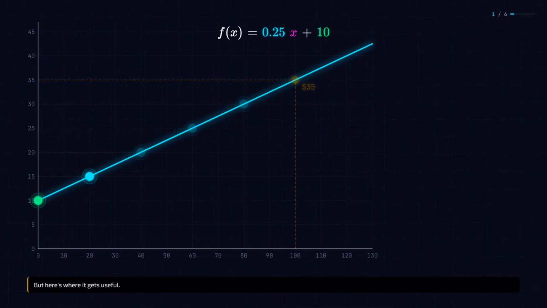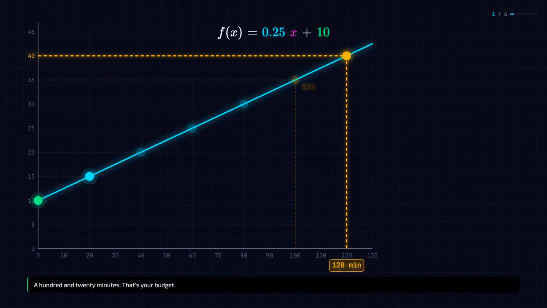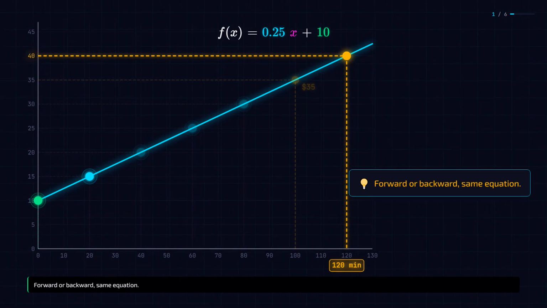But here's where it gets useful. You've got $40 and you can't go over. How many minutes can you talk? Find 40 on the cost side, trace across to the line, drop down. 120 minutes, that's your budget. Forward or backward, same equation.